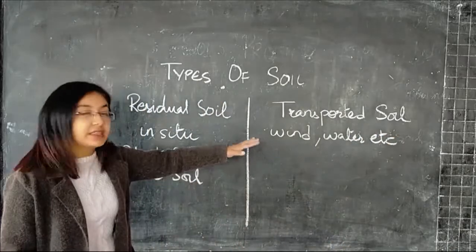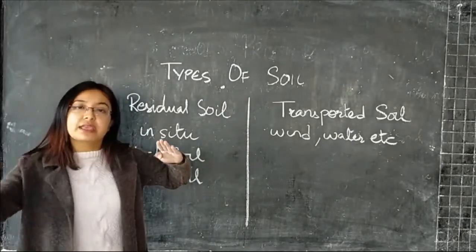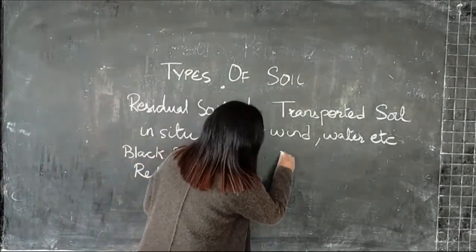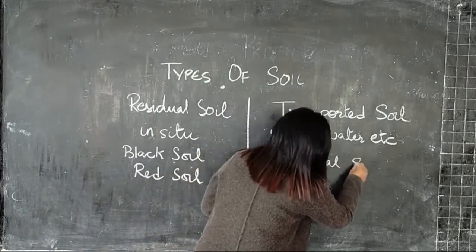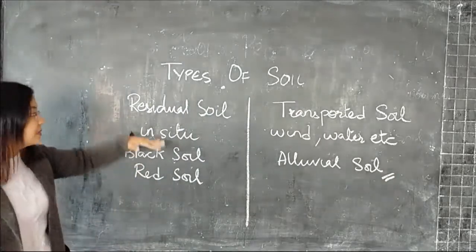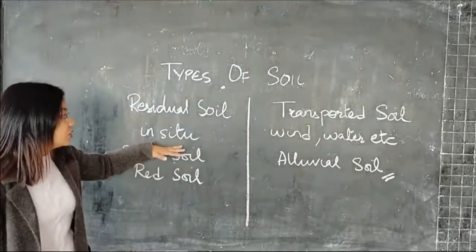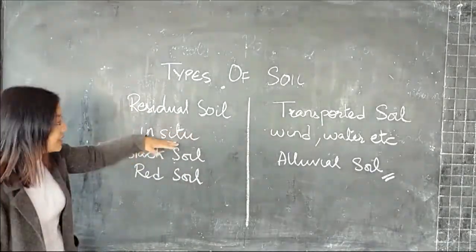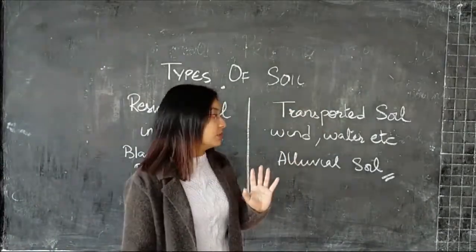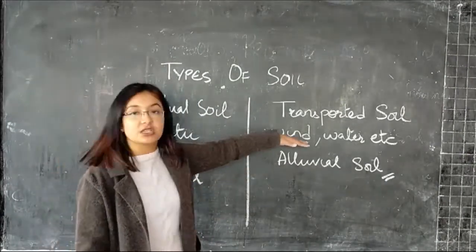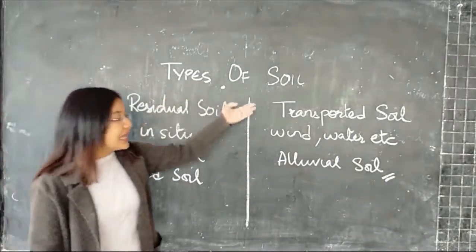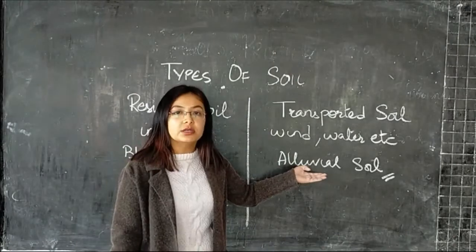These are not found where they are formed. They are transported and they are found somewhere else from where they are formed. So when we talk about the transported soil, an example could be alluvial soil. So when we talk about the soil according to their formation, two types: residual soil and transported soil. Residual soils are found wherever they are formed, thus they are known as in situ. Transported soils are found somewhere else from where they are formed. They are carried down by agents of gradation such as wind, water, etc. Examples for residual soil would be black soil and red soil. Example for transported soil would be your alluvial soil.